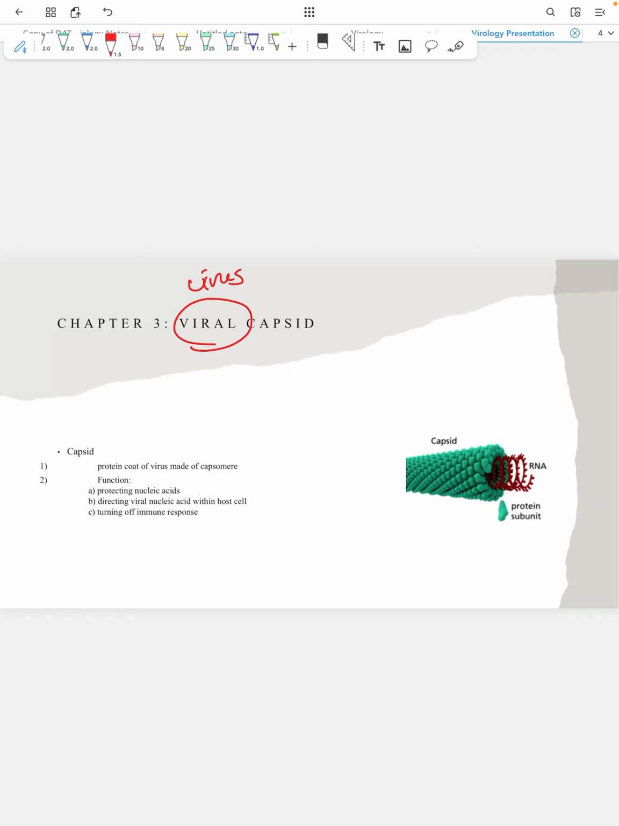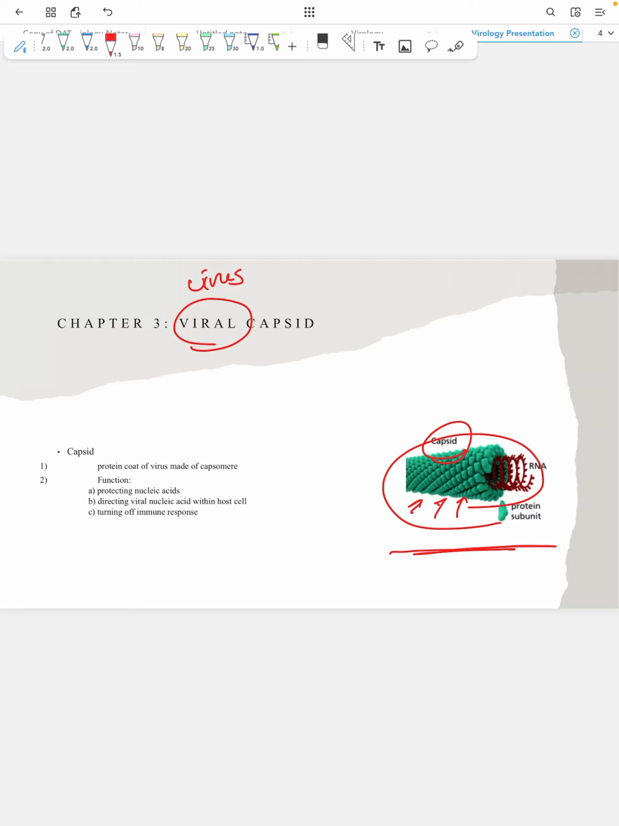Capsid is a protein coat that is made of capsomeres. So these little components are the capsomeres. As you can see in the image on the right, the green blocks are capsomeres and the overall structure is the capsid.